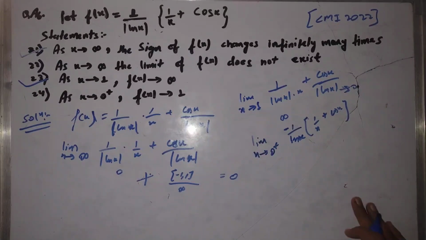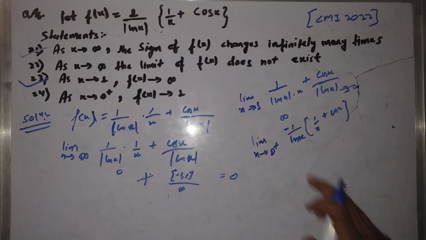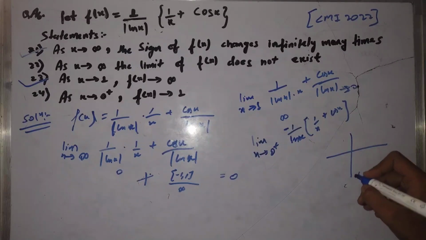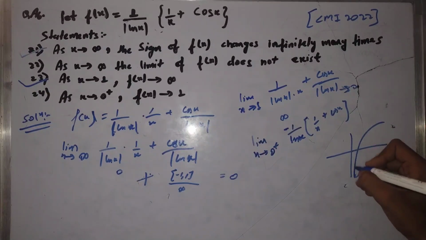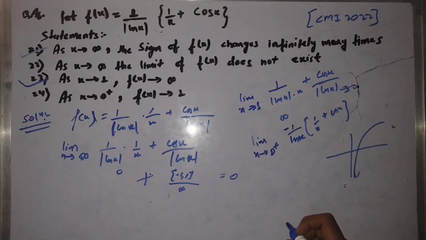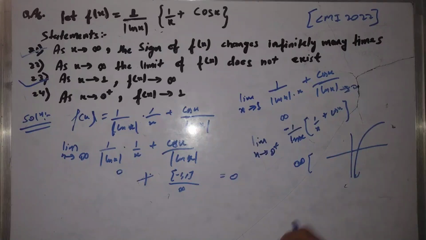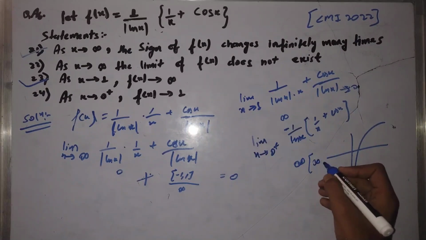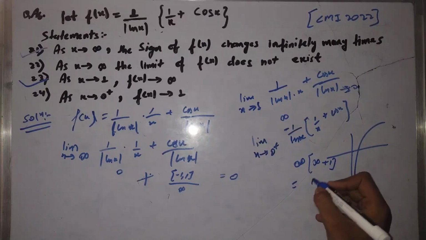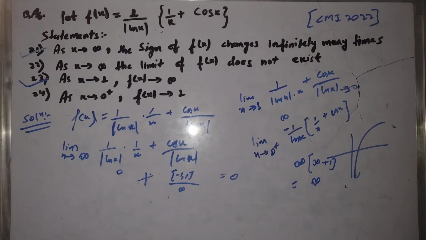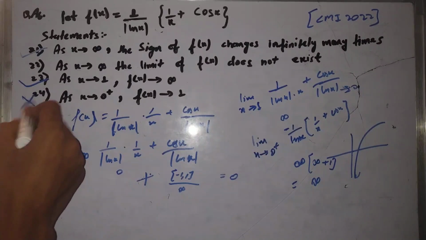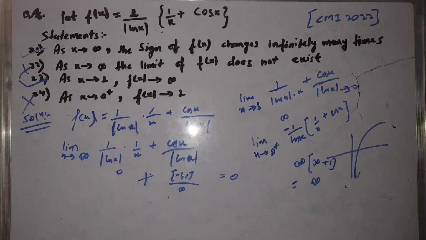Now at x tends to 0 plus, ln x goes to minus infinity, so minus times minus infinity is actually plus infinity. At x tends to 0 plus, this goes to infinity, and this goes to 1, so this is actually infinity. So statement 24 is also incorrect. So we have just statements 21 and 23 correct, and statements 24 and 22 incorrect.